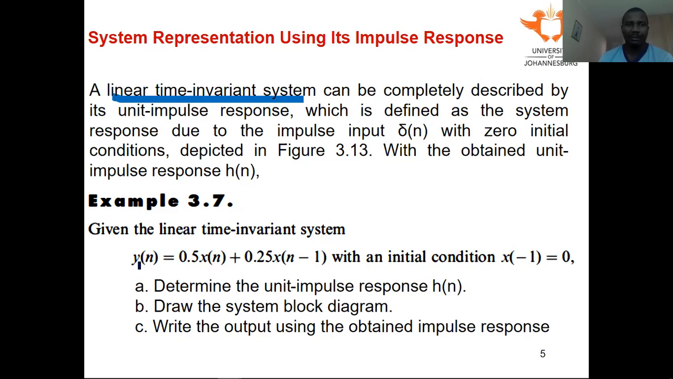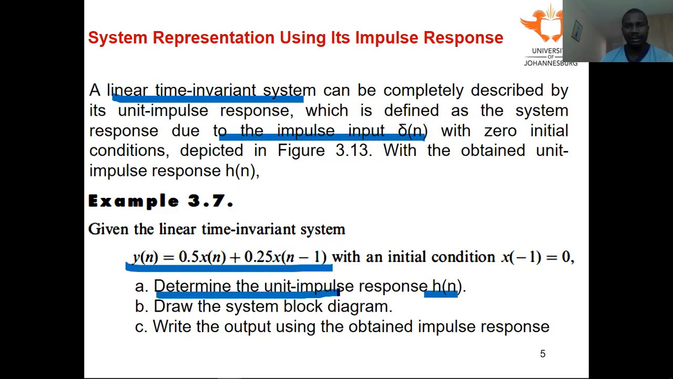So now we are given an equation here. Now we want to see if we can represent that as an impulse response of delta n. So that will be 0.25 delta n plus 0.25 delta n minus 1. We're going to use the H notation as we go, which is h of n. Determine the unit pulse response h of n. Okay, now how do we tackle that?